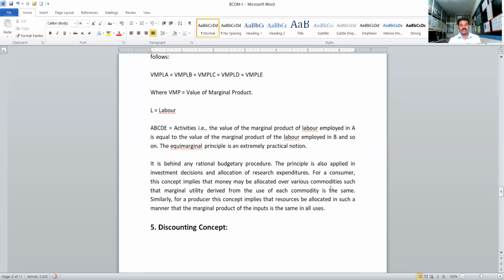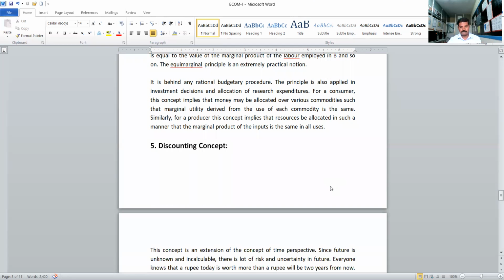For a consumer, this concept implies that money may be allocated over various commodities such that the marginal utility derived from the use of each commodity is the same. Similarly, for a producer, this concept implies that resources be allocated in such a manner that the marginal product of the inputs is the same in all uses.